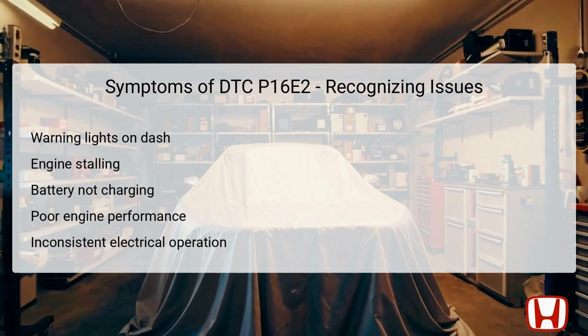Recognizing the symptoms associated with DTC P16E2 is crucial for timely diagnosis and repair. Drivers may observe warning lights illuminating on the dashboard, indicating potential malfunctions. Engine stalling can occur, especially if the PCM cannot properly manage functions due to communication loss. In some cases, the battery may not charge effectively, leading to a dead battery situation. Poor engine performance is another telltale sign. The vehicle may hesitate or run roughly due to miscommunication between systems. Additionally, drivers can experience inconsistent electrical operations where components like lights and accessories behave unpredictably. Noticing these symptoms early on can save time and costs in repairs.